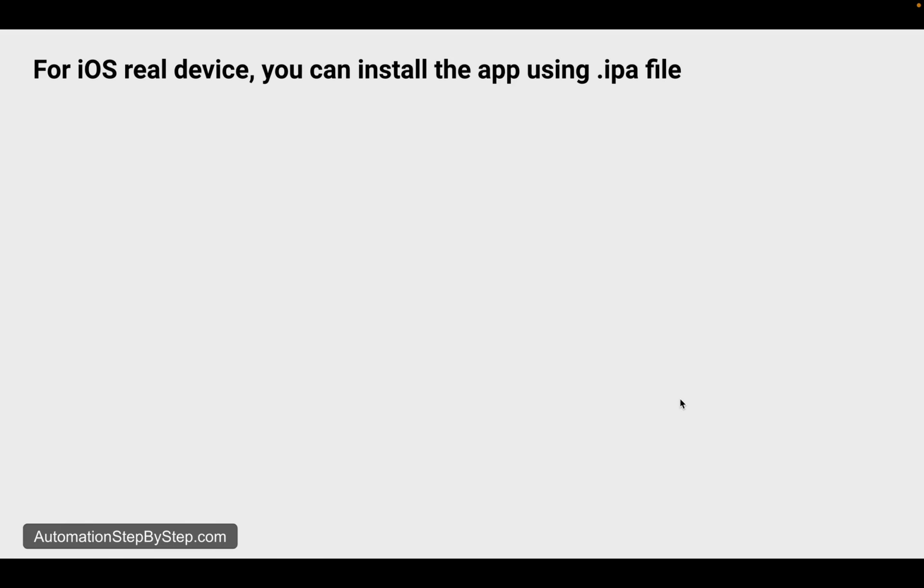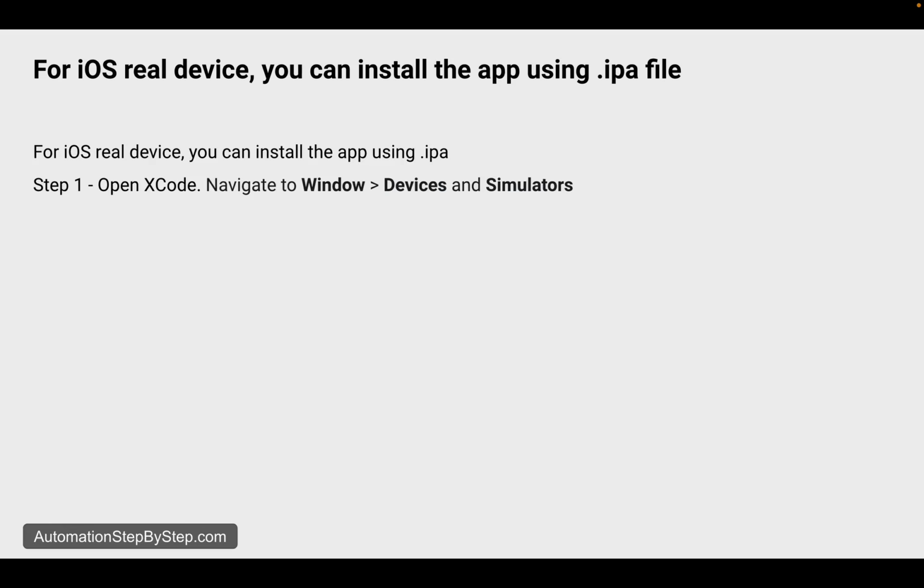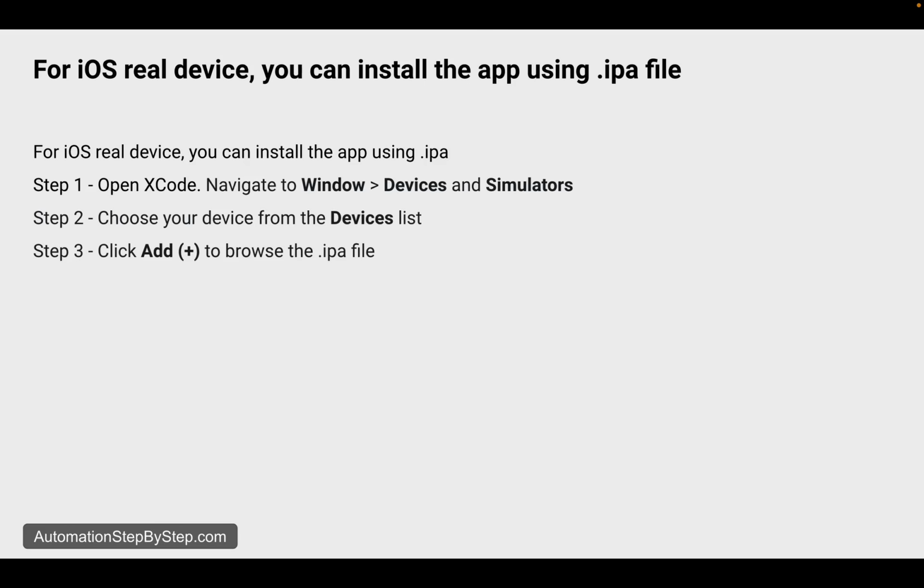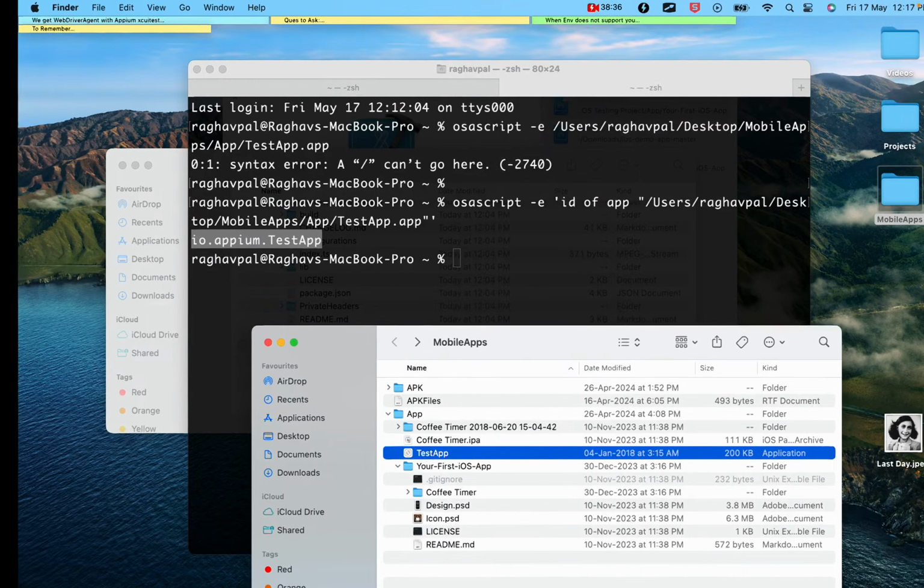Okay, so we have got this. Now for a real device, you can install the app using the IPA file. So you should have the IPA file, or you can get a sample IPA file to use for your demo. And once you have the IPA file, you can go to Xcode, Window, Devices and Simulators. So let me show you.